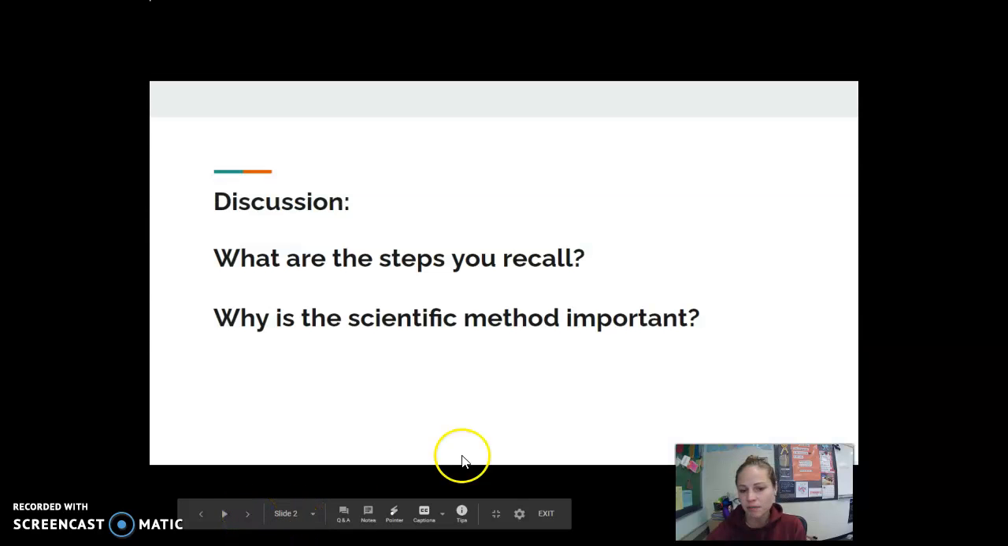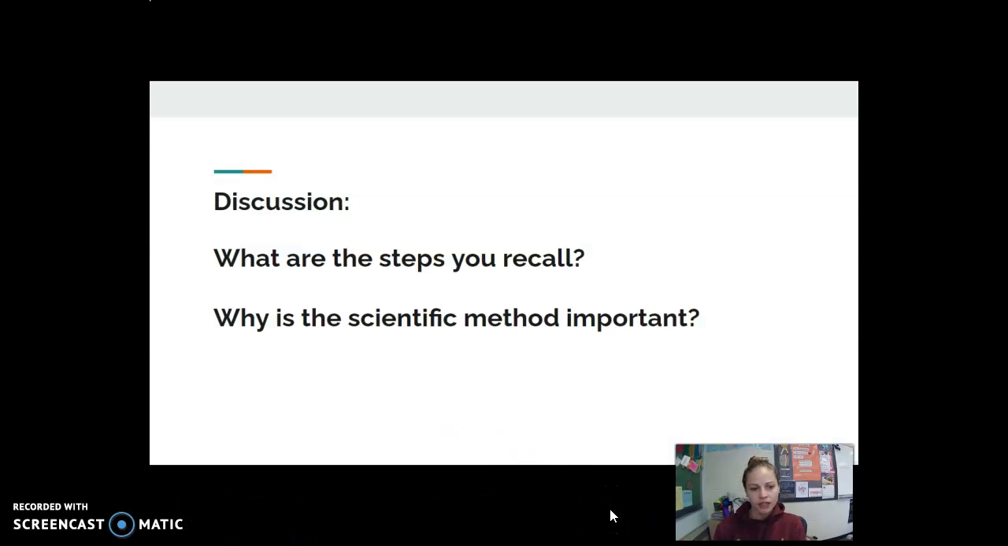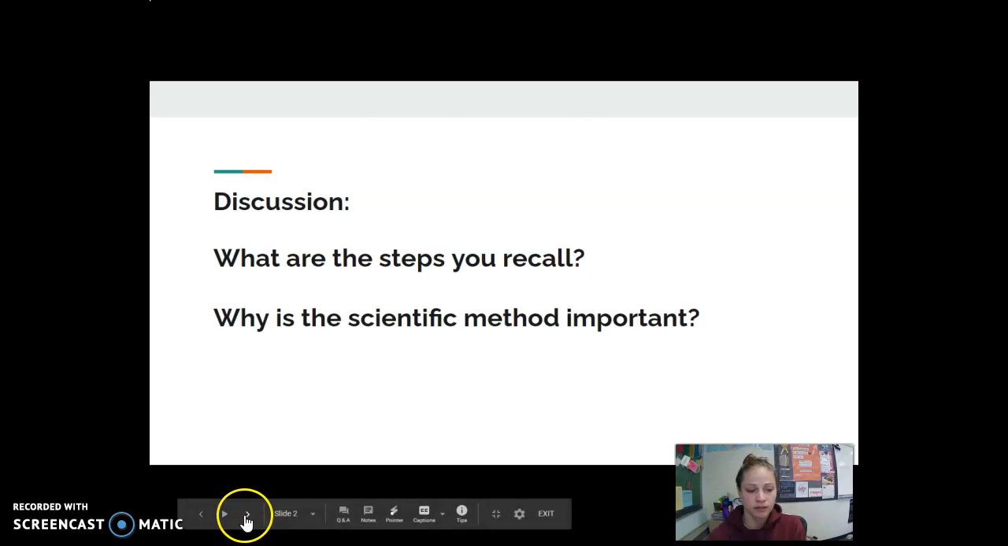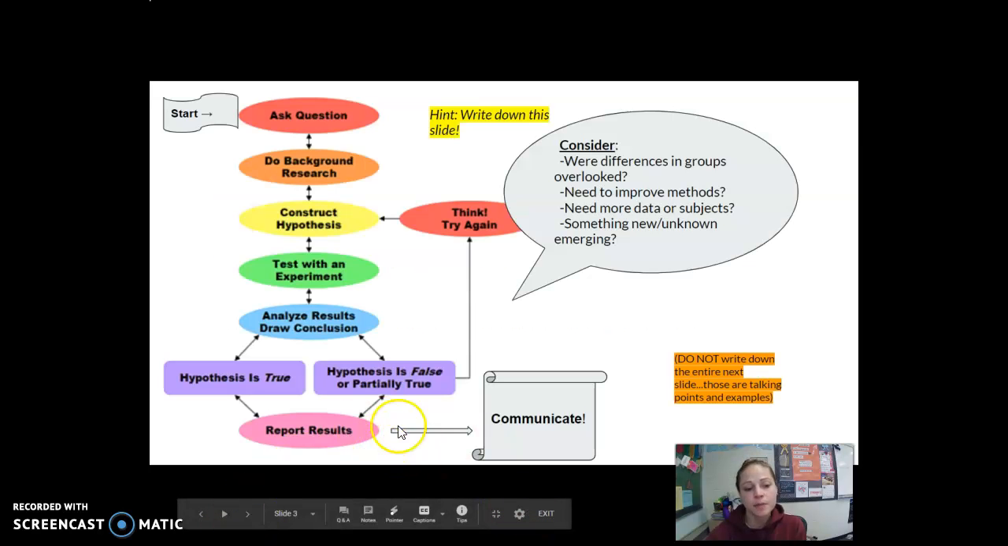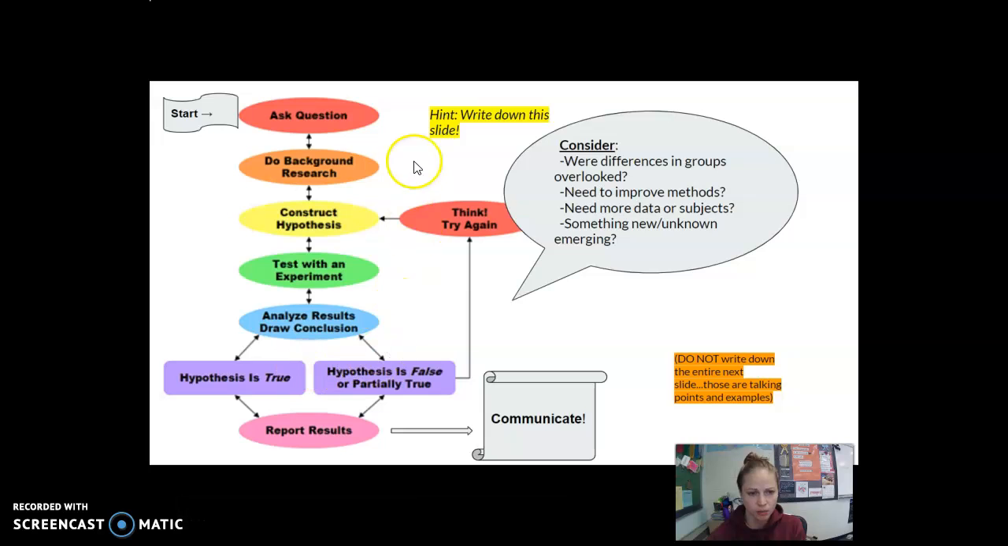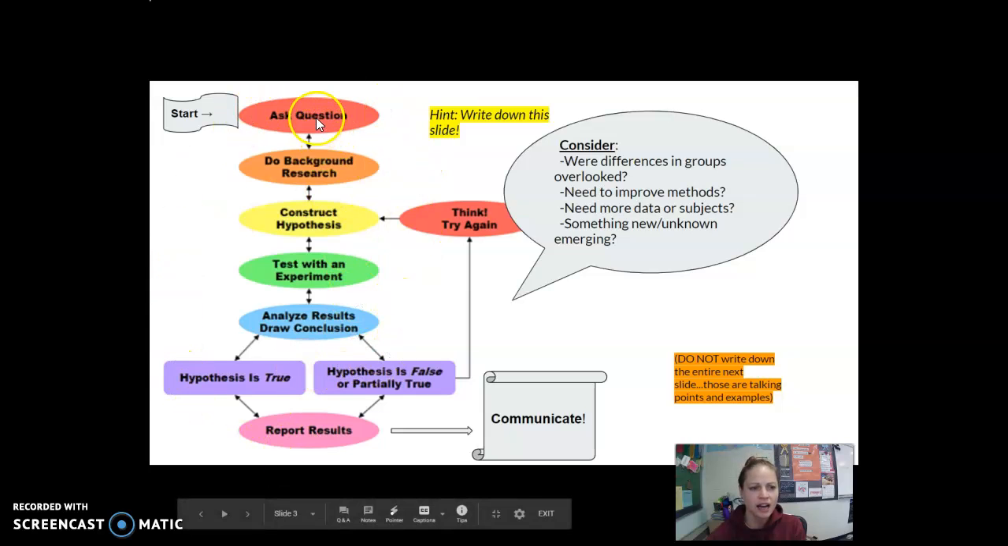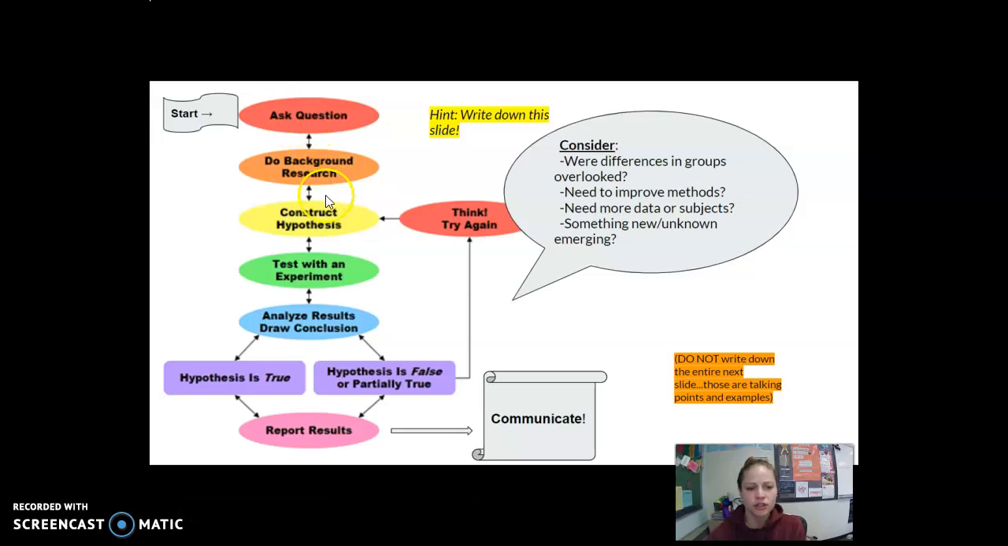Okay, so the scientific method, stop me right here. What are the steps you recall? Why is the scientific method important? Think about it. Here are the steps. Please write these down. I hope you can see my cursor here. Ask a question. Here's our start point. Do background research. Build or construct your hypothesis. This piece in here is important.